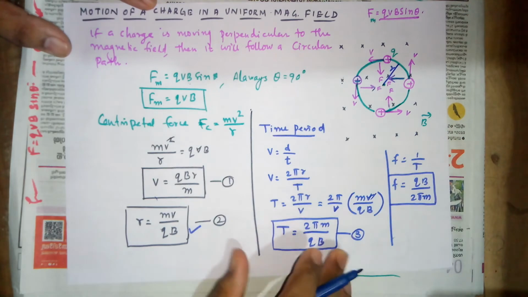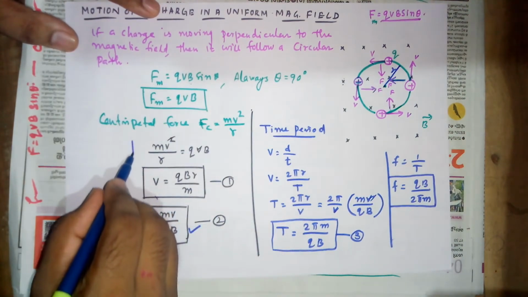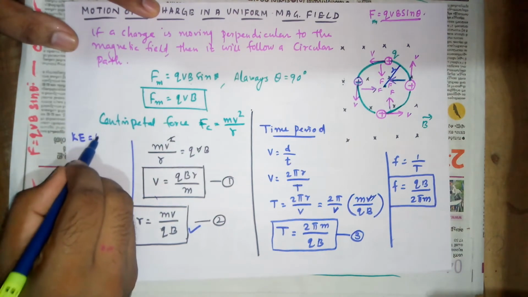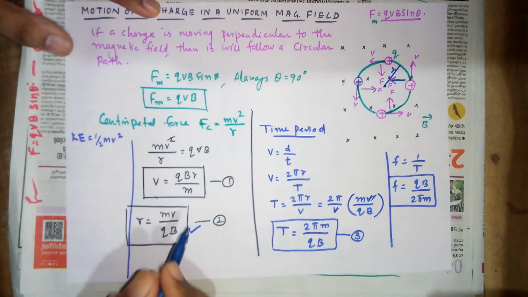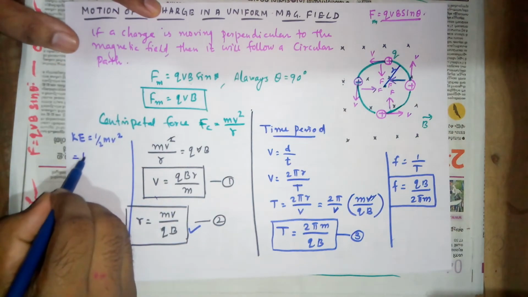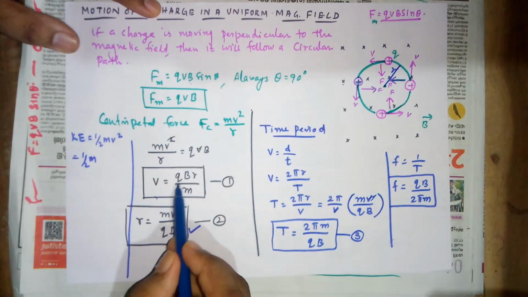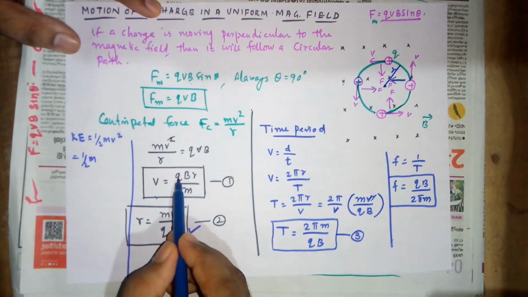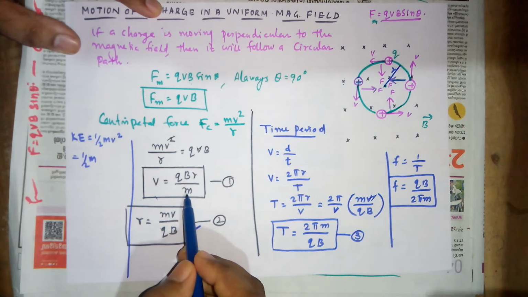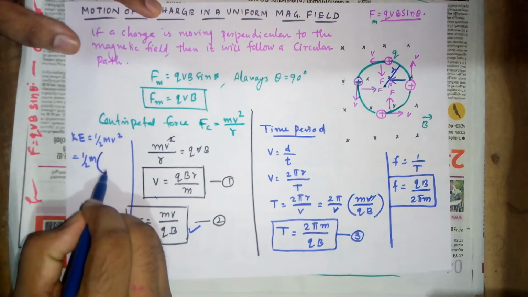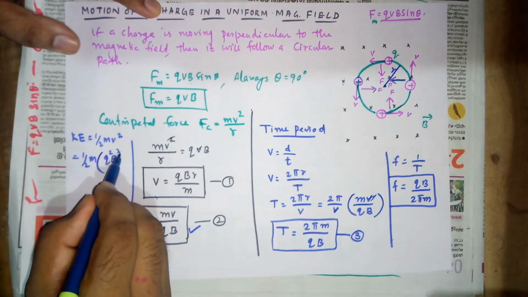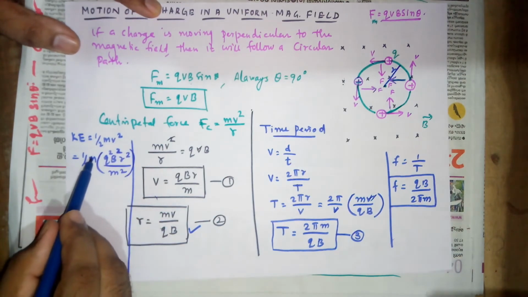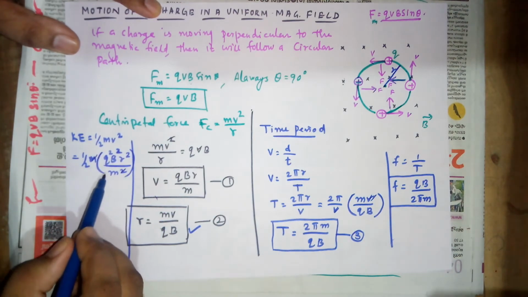Okay, now we have to derive one more expression, that is the expression for kinetic energy. Kinetic energy is equal to half mv square, right? So this is equal to half m. v is qbr divided by m. So if we take v square, we square all the terms, so I can write it as q square, b square, r square divided by m square. Okay, now one m from the numerator and one m from the denominator we cancel.